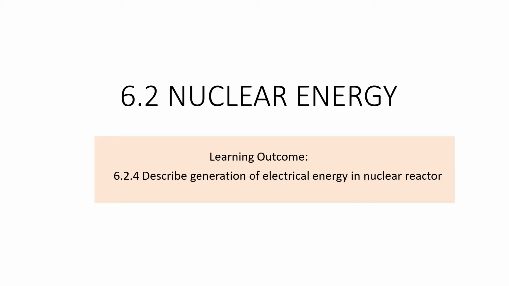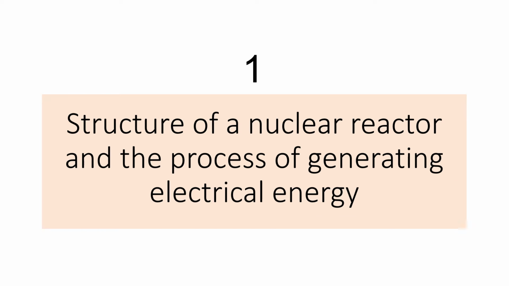And our learning outcome is 6.2.4, which is describe generation of electrical energy in nuclear reactor. Today's video is divided into some parts. The first part is structure of a nuclear reactor and the process of generating electrical energy.